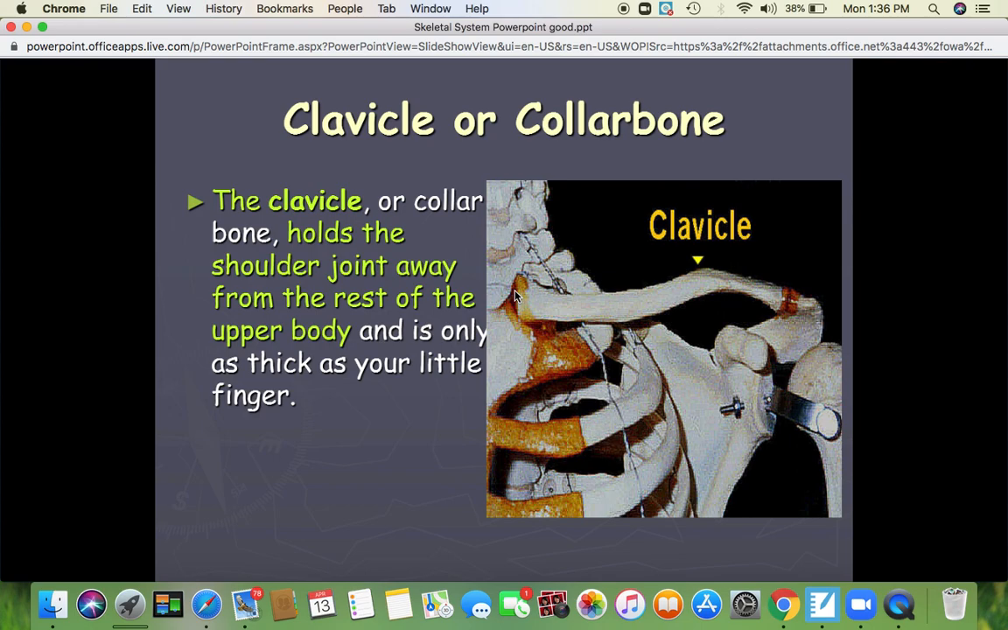But there's that spot in the middle where there's nothing. That's where your clavicle meets. So it's only as thick as your pinky finger. So it's not the world's strongest bone. It's not uncommon for people to break these. If you're a Packers football fan, Aaron Rodgers breaks his clavicle like every other year.